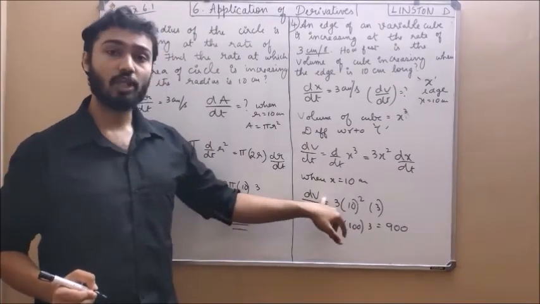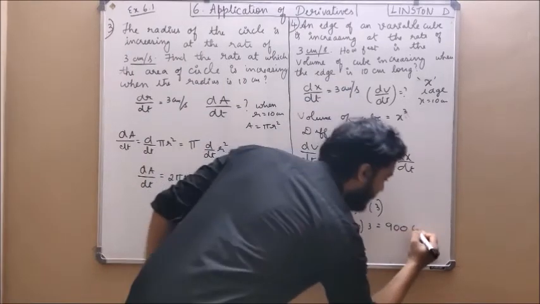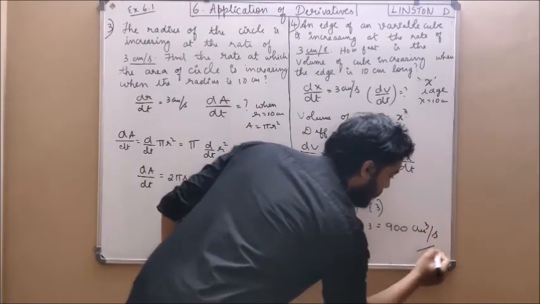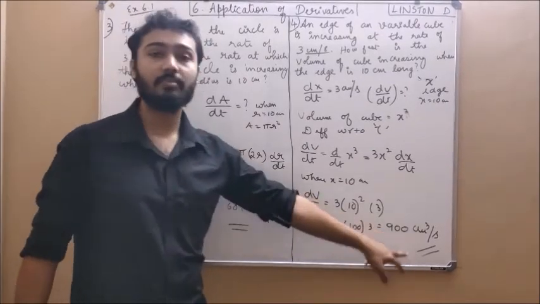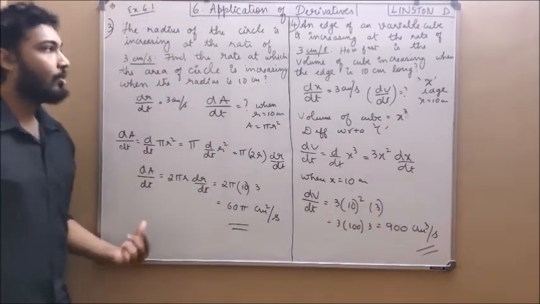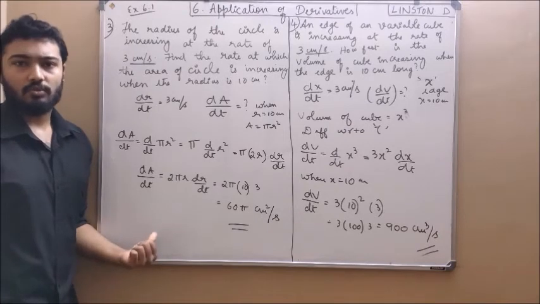What is the unit? The unit of volume is centimeter cube, so it is centimeter cube per second. So this is the answer. dV by dt is 900 centimeter cube per second. So pause the video and note it down.